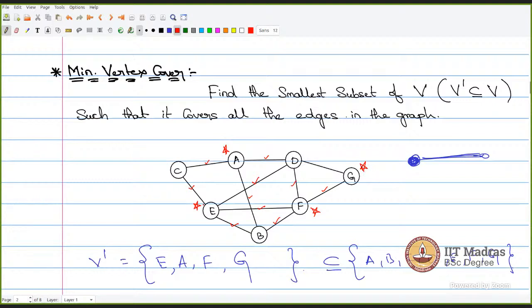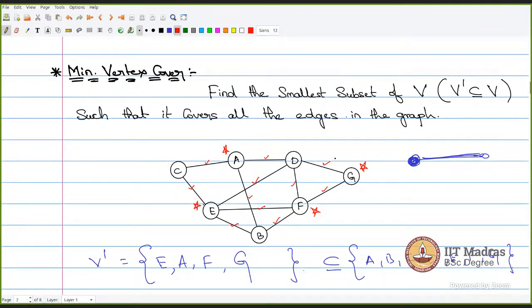Now we have chosen E, A, F, G, which is a subset of the vertex set. What my claim is, this is the minimum vertex cover. You can see from the term itself: the minimum number of vertices I am choosing to cover all the edges. So with E, A, F, G, I should at least choose 4 vertices such that every edge is covered.